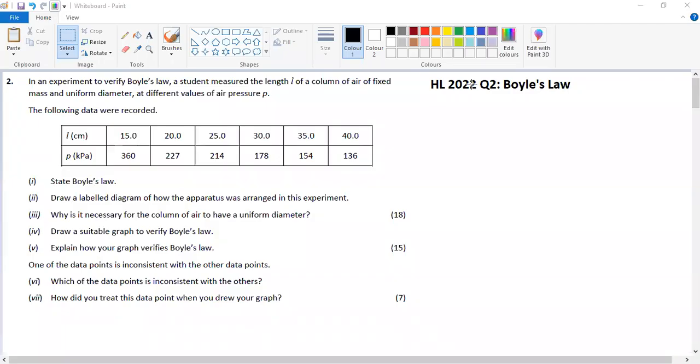Hi everybody. In this video, we're going to have a look at question 2 on the 2022 higher level paper, and it's from section A, the experiment questions, and it's on Boyle's law. Okay, so we're going to read through the question as if we were in an exam and get a feel for it.